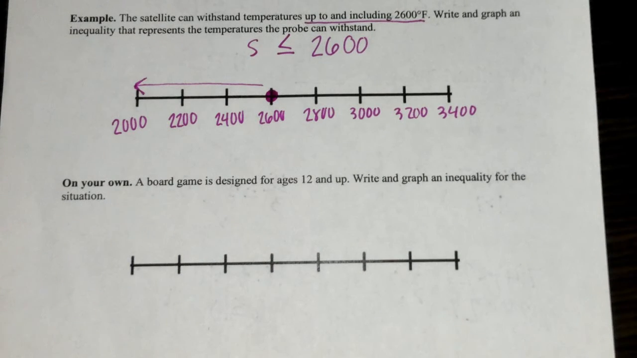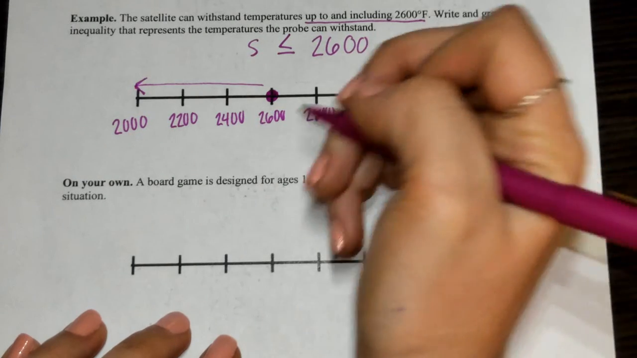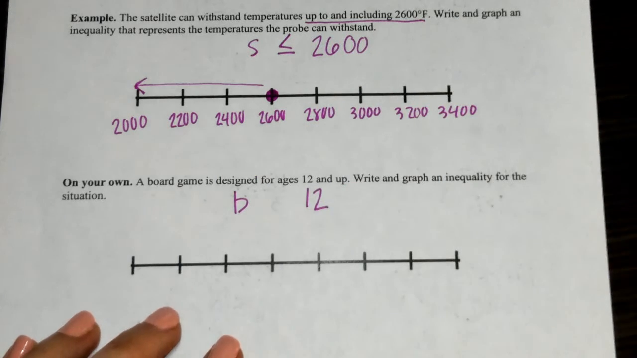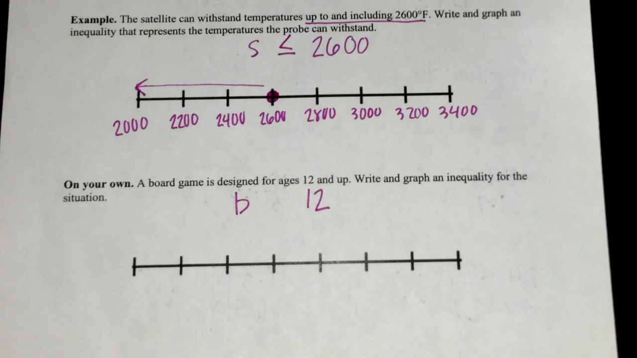A board game is designed for ages 12 and up. Write and graph an inequality for the situation. So I know it's designed for ages 12 and up. So I'm going to put a B as my variable, and my number is 12. What is my symbol going to be? Alejandro, what's my symbol going to be?